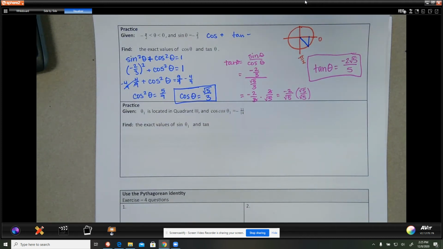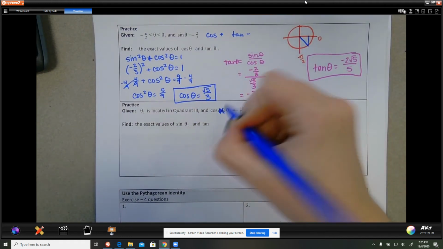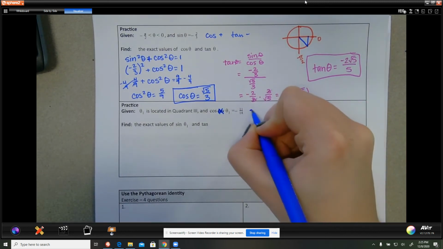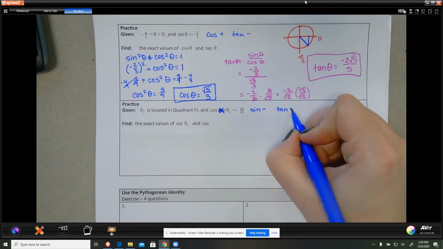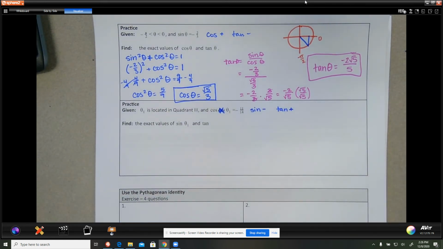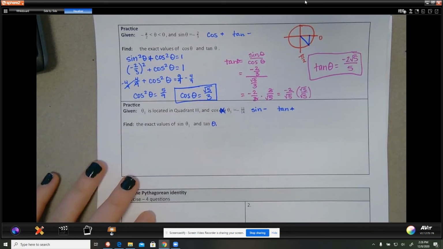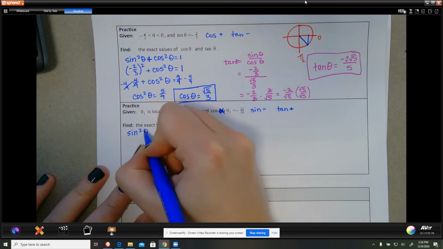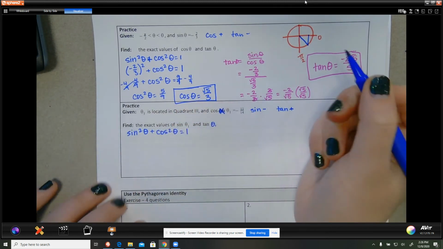Last one. Theta is located in quadrant 3. Sorry, I have a double cosine thing happening here. All right, so quadrant 3, which means cosine is negative, sine is also negative, and tangent is positive. Okay, so we want to find sine and tangent. More typos here. Okay, so we've got, let's see, sine squared theta plus cosine squared theta is equal to 1.